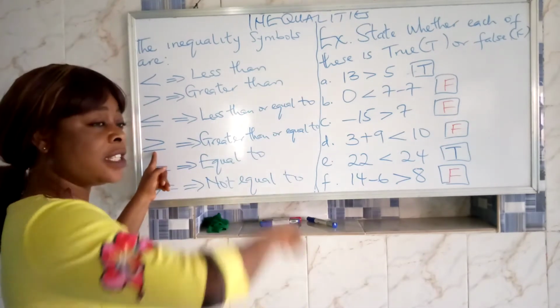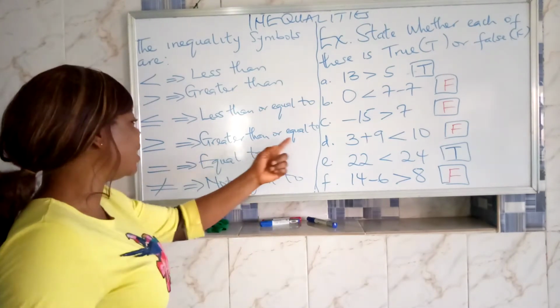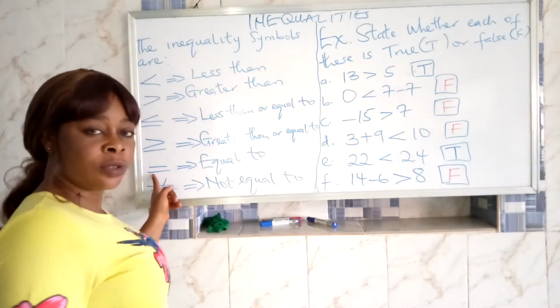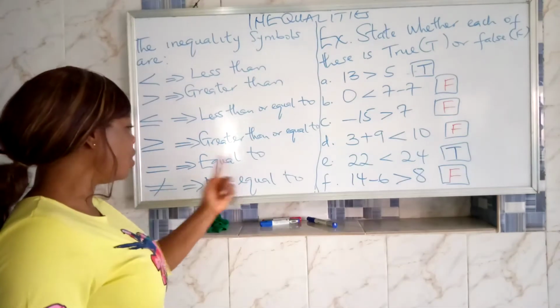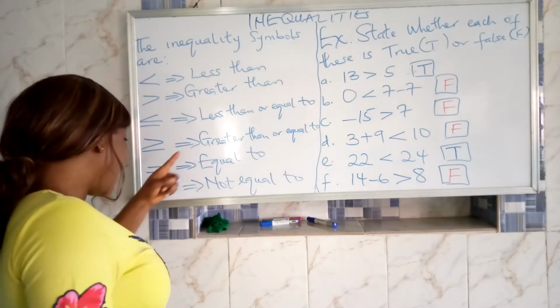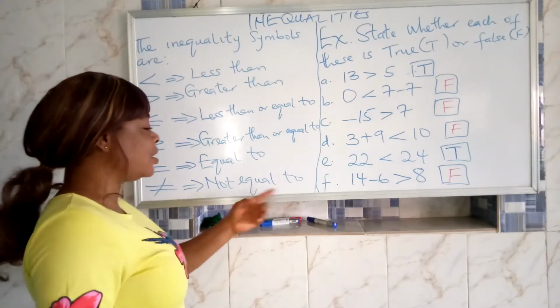My less than with another line under it is called less than or equal to. The same thing applies to this: greater than with another line is called greater than or equal to. You're familiar with this one, we call it equal to. And a line crossing it means not equal to.